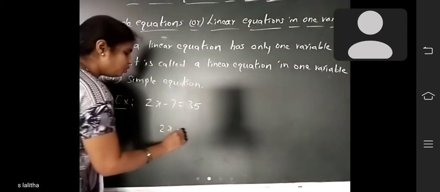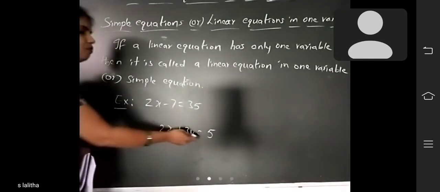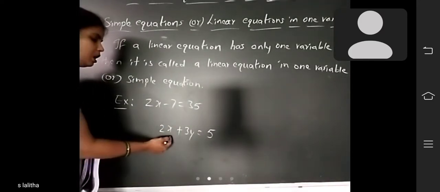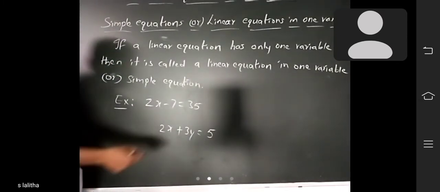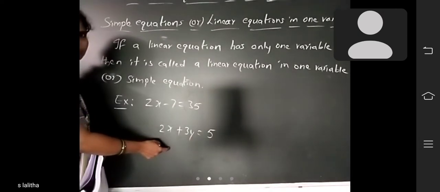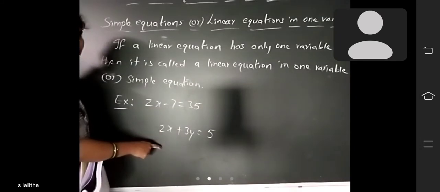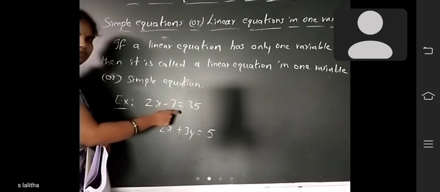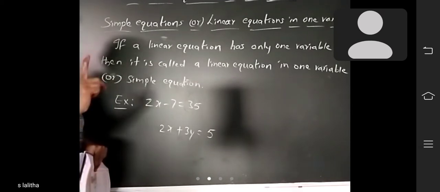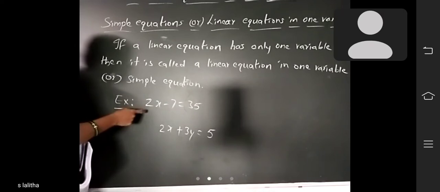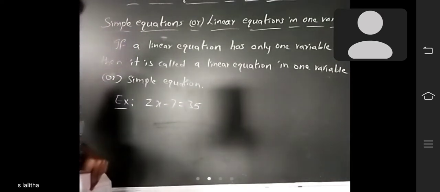Suppose see, 2x plus 3y equal to 5. Here how many variables are there, children? Two variables. What are those? x and y. So is this a simple equation? No. Why? Because here two variables are there. So that's why it is not a simple equation. This one is a simple equation. Simple equation means equations having only one variable, called a simple equation or linear equation in one variable. Did you understand that?